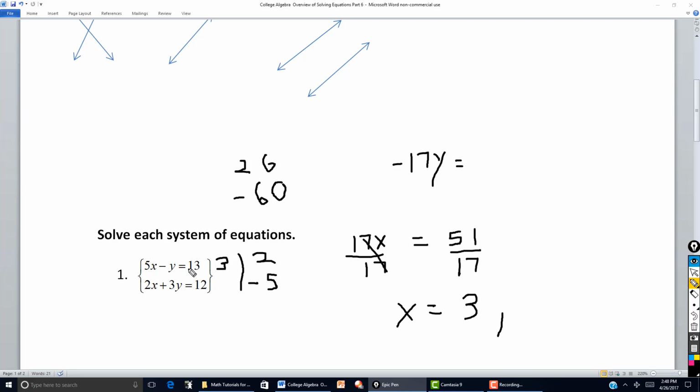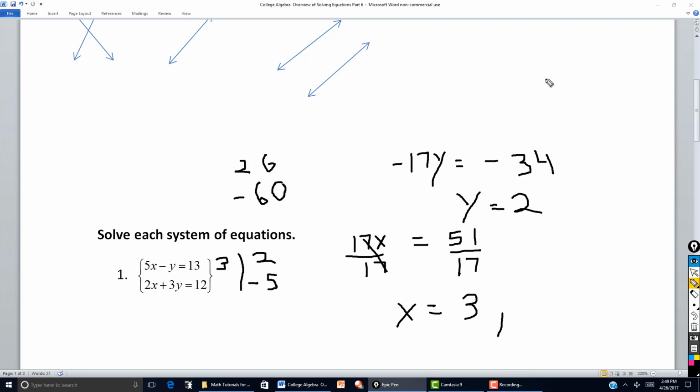Okay, 2 times 13 is 26, minus 5 times 12, minus 60, and then we add these. This will give us a negative 34. And then divide negative 17 into negative 34, we get y equals 2.